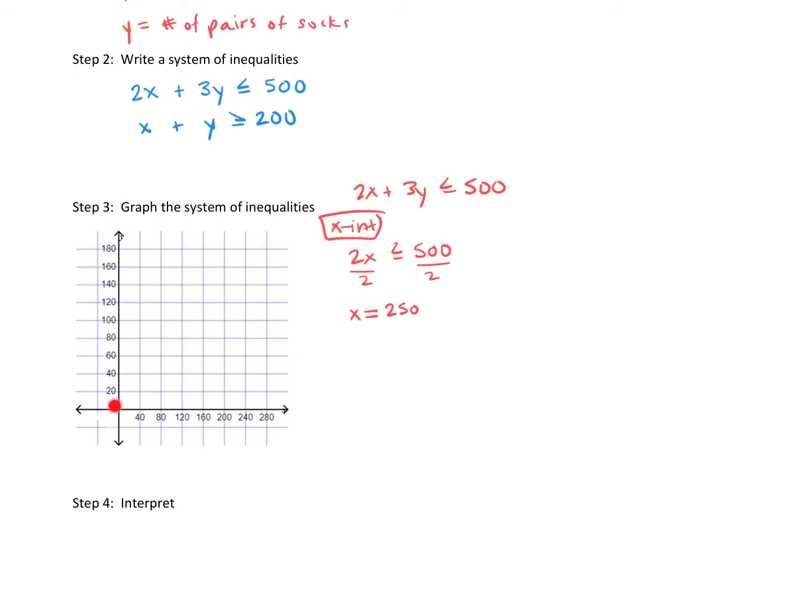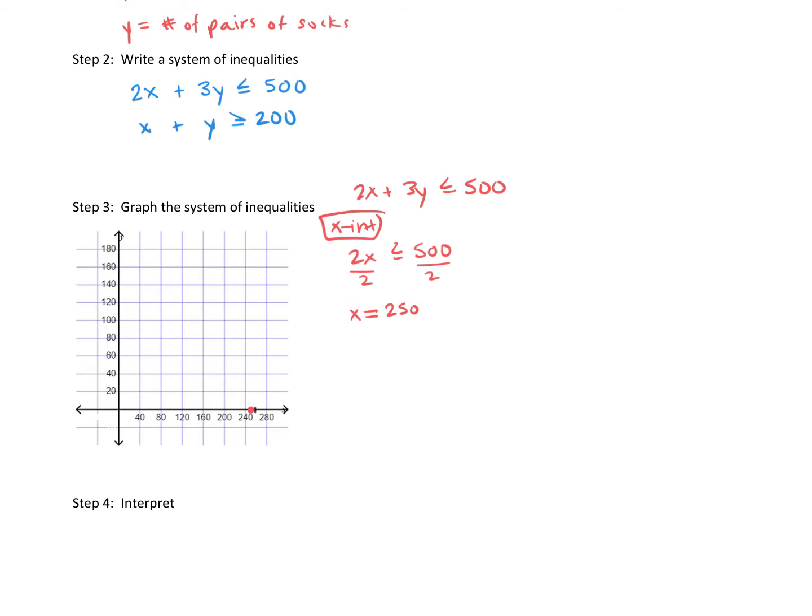So if we go to the graph on the x-axis, here's 240, here's 280. We're counting by 40, so halfway in between would be 260. So like right here would be 260, which means 250 is going to be halfway between 240 and 260. So there's my x-intercept of 250.